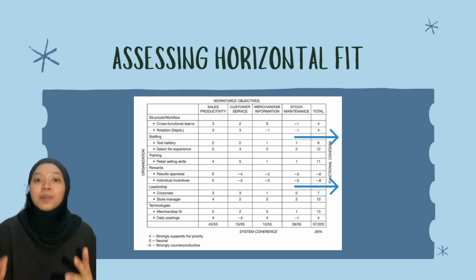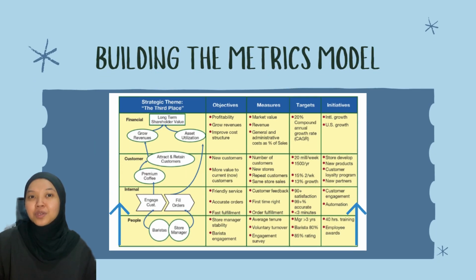all the different parts of the company work together smoothly to reach the bigger strategy. Building a metrics model involves creating a structured framework for measuring and evaluating performance against strategic goals. This one refers to vertical fit alignment. Start by clearly defining the strategic objective of the organization. This should be specific, measurable, achievable, relevant, and time-bound. This is what we call SMART.